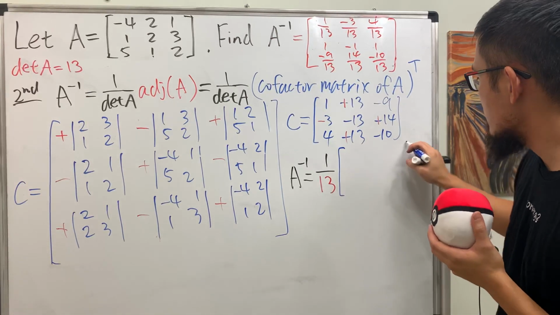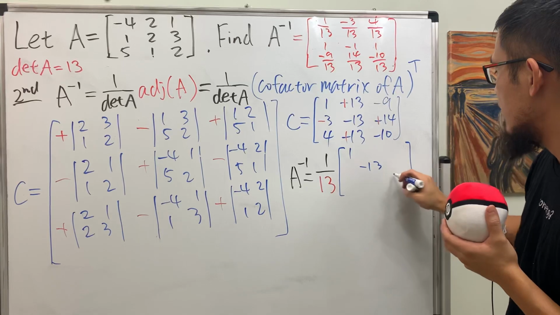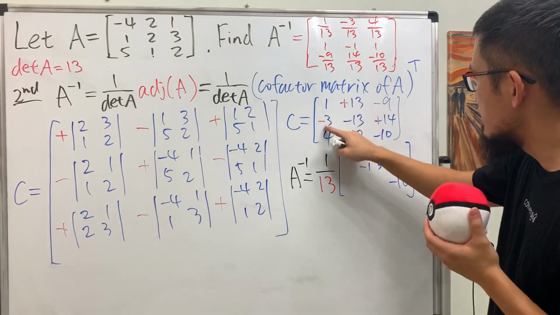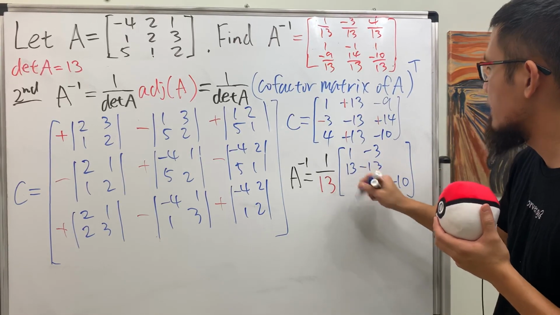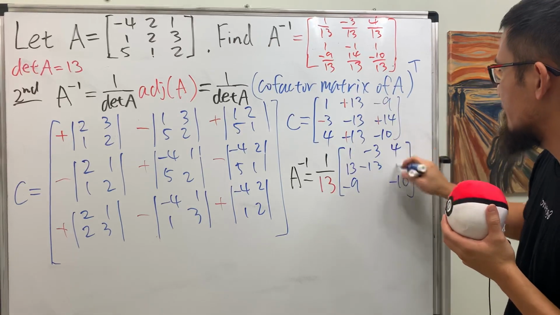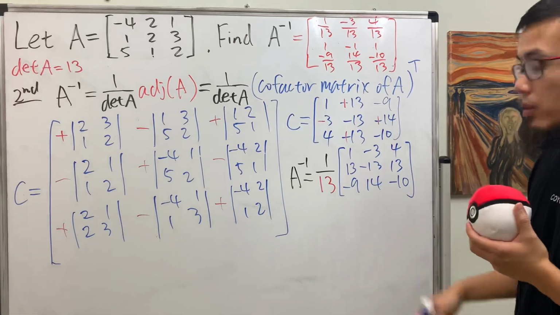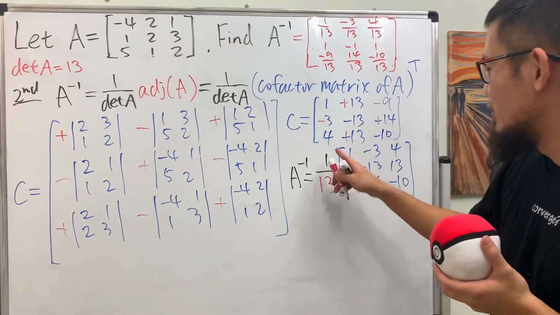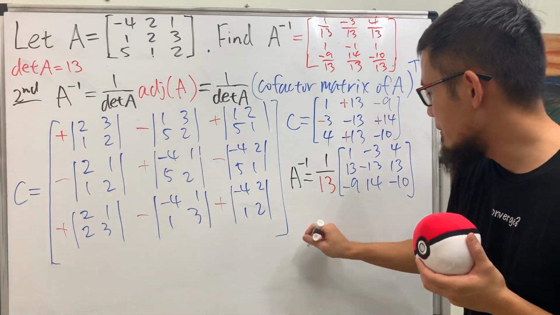So open the matrix. The diagonal stays, so 1, negative 13, and negative 10. And then you are just going to change this and that. So this becomes right here, negative 3. This becomes right here, which is 13. Likewise, this and that you interchange, negative 9 and 4. Interchange, you get 14 and 13. So that's what we have. And you think we are done? No, we still have to multiply in the 1 over 13. So let's just go ahead and do it.